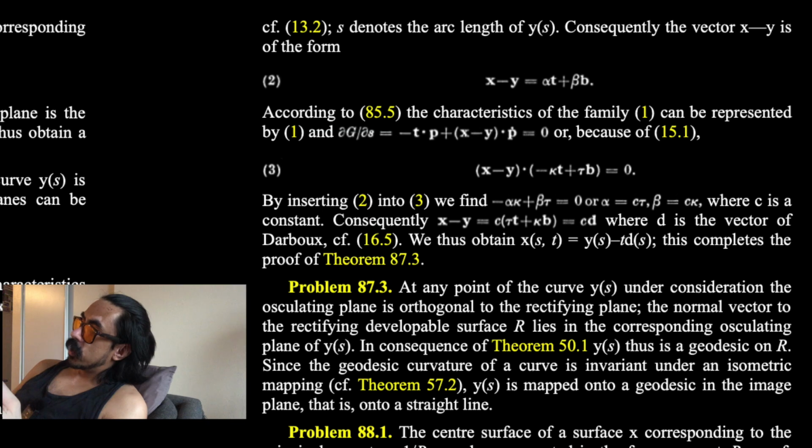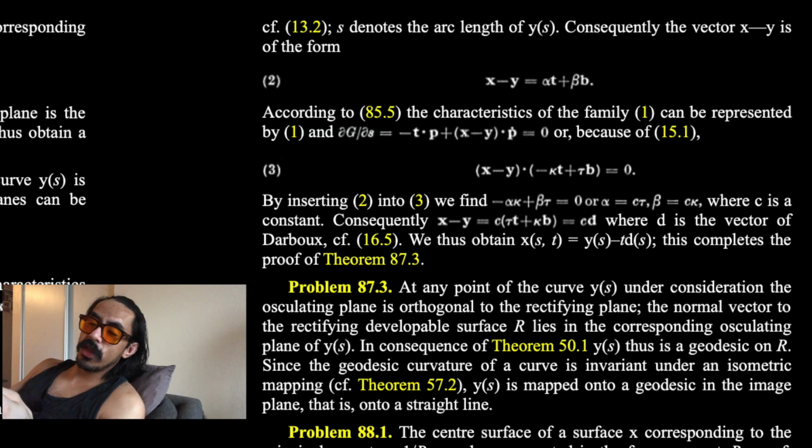And if we insert into this the previously read relation for x minus y, we find that we have negative alpha times kappa plus beta times tau is equal to 0, or alpha equals c times tau and beta equals c times kappa, where c is a constant. Consequently, vector x minus vector y is equal to c times the quantity tau times vector t plus kappa times vector b, which is equal to then c times vector d, where the vector d is the vector of Darboux.